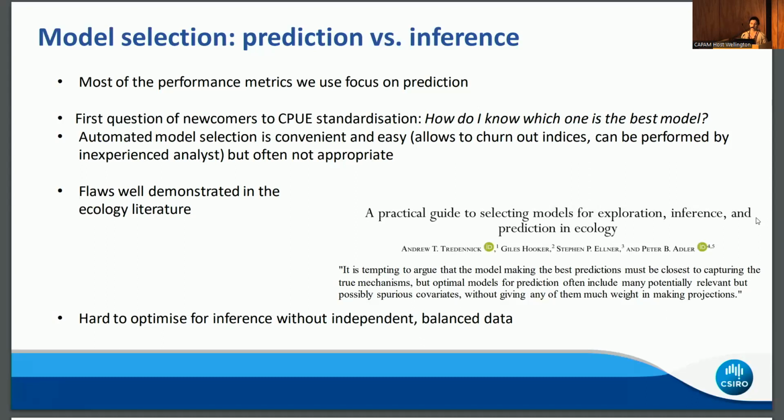So of course, we are still dealing with natural experiments. And so it's always going to be hard to optimize for inference without independent balanced data, and we don't have that.